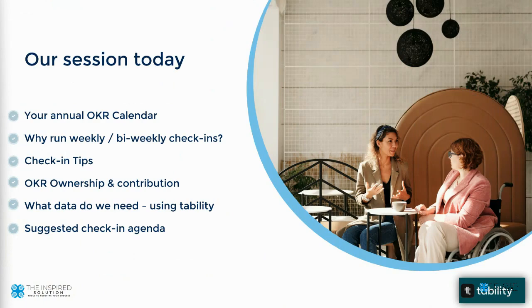Firstly, I'll set the context of team check-ins in terms of your OKR yearly calendar. I'll talk a little bit about why we should run these check-ins and at this level of frequency. To help you get the most from the check-ins, I'll pick up about where responsibility lies for the objective, the key result, and the initiative owners. I'll give you some general tips for running a check-in meeting. Then I'll show you the data that you need to run an effective check-in, and I'll be using a great solution today called Tability. And finally, I'll leave you with a suggested agenda for how you can run your check-ins.